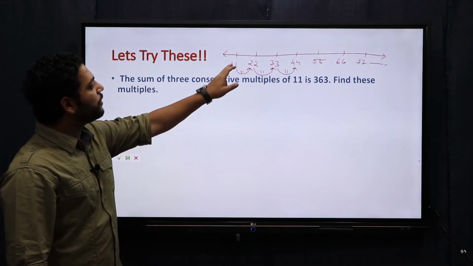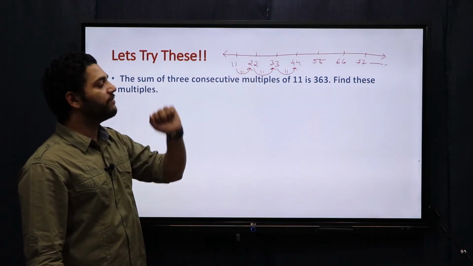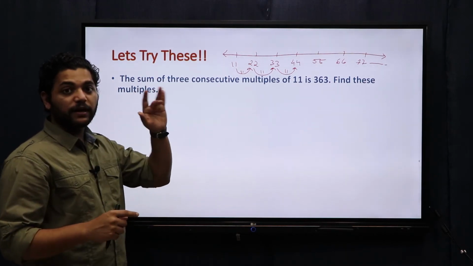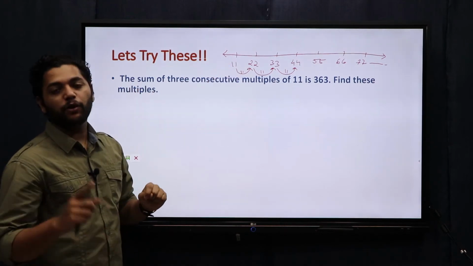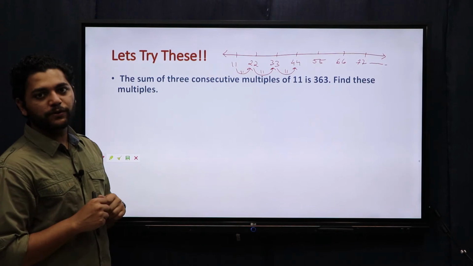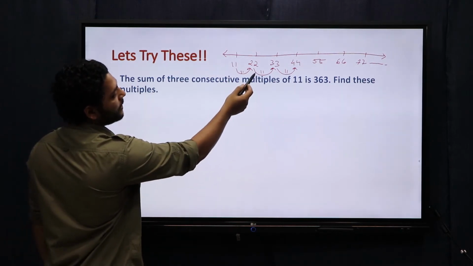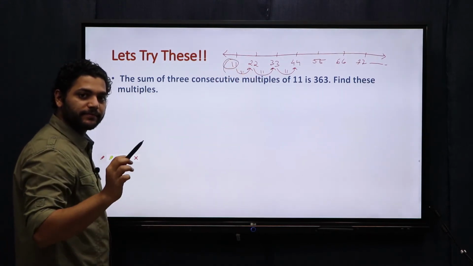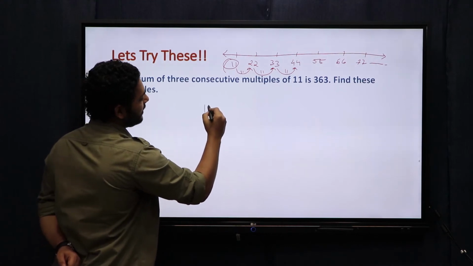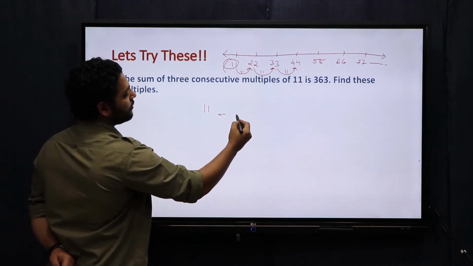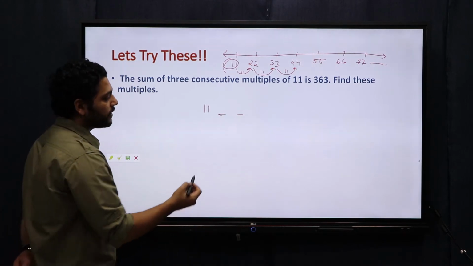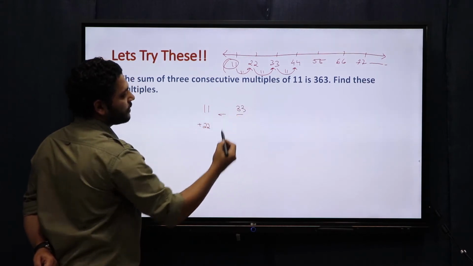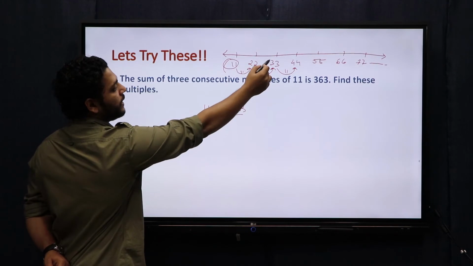Now if I want to find the third consecutive multiple of 11 starting from 11, what would it be? So if I want to calculate it, what should I do? I can add 11 plus 11 to this and get 33, right? So if I write 11 here, I want to find the third multiple of 11. What can I do here? So I simply add 22. So I get 33. That is these two. So I get this one.